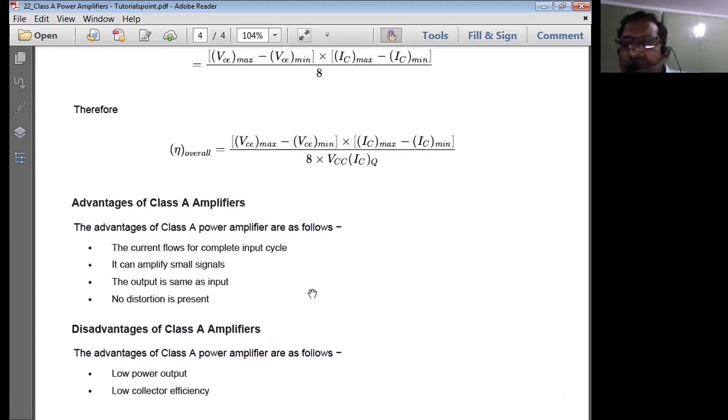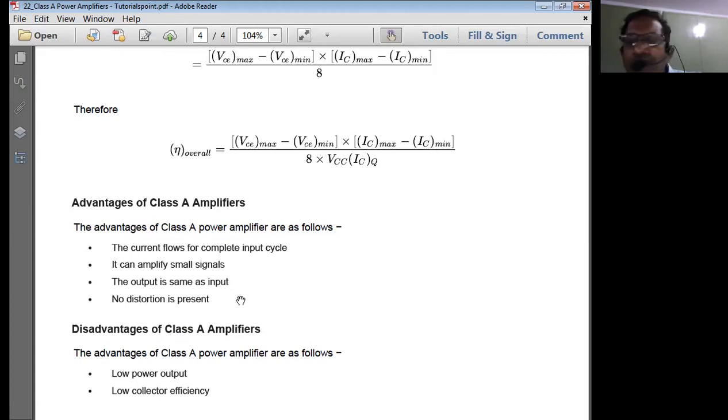Now, what are the advantages? The circuit is simple and easy to construct. No distortion is present because it supplies the entire input signal. What is distortion? If the output is not the same as the input signal, it is known as distortion. Input is a full cycle AC, and output is also a full cycle AC. Therefore, there is no distortion, which means the output is the same as the input.